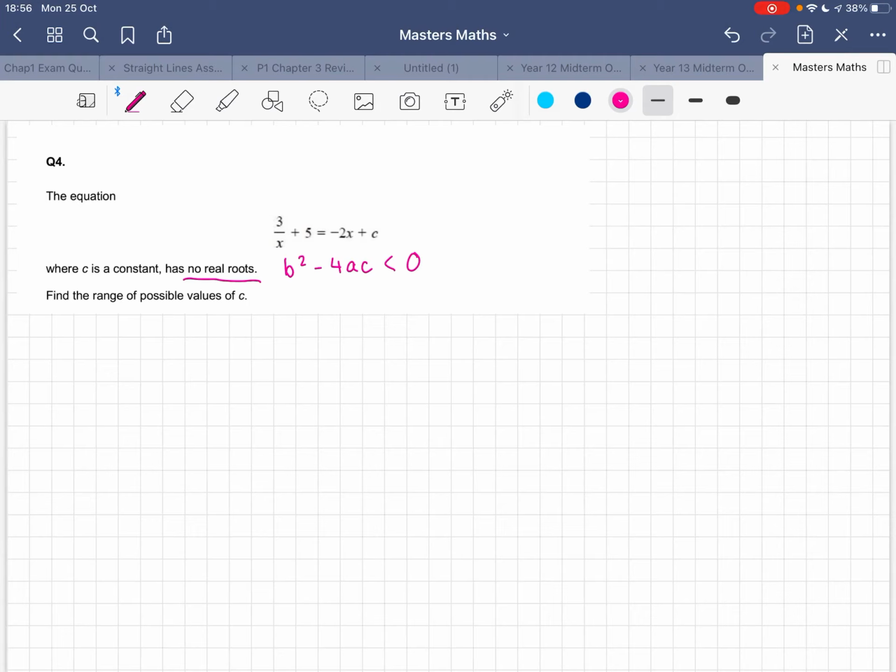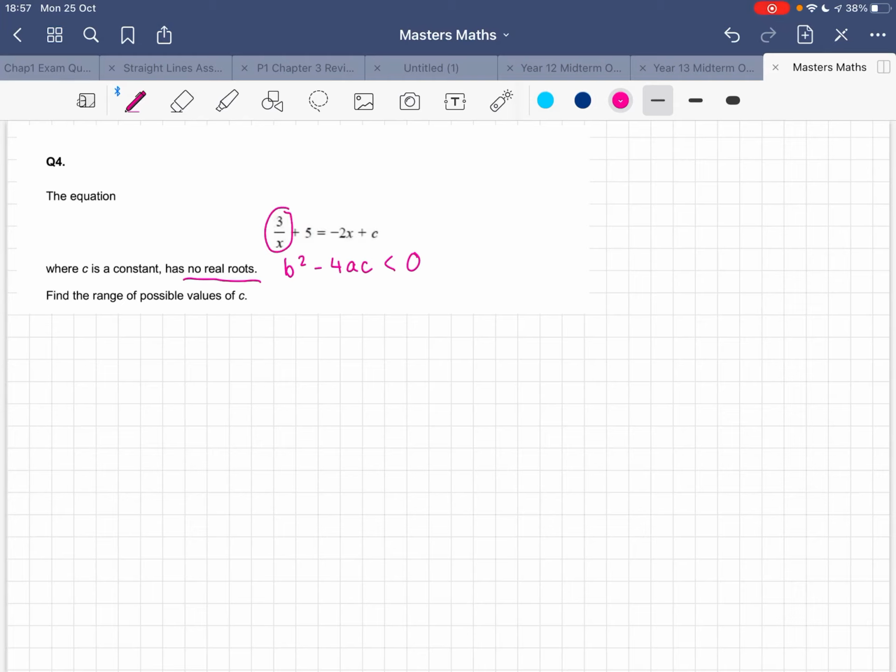So we are essentially going to be solving an inequality and finding an interval that c lies within. The first thing is that the equation we've got right now doesn't look like a quadratic. There's no squared term in there. So how do we use a discriminant on something that's not a quadratic? We need to use some algebraic manipulation to get it into quadratic form. So to do that, what I really need to deal with is this fraction.